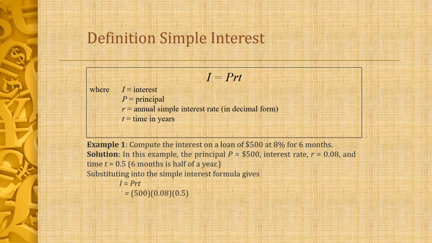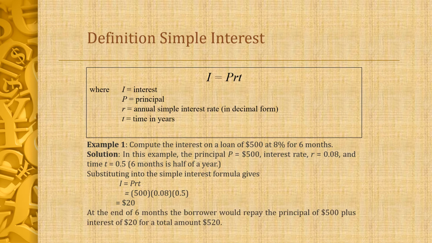So I equals PRT is 500 times 0.08 times 0.5, which reduces to $20. So $20 interest and 500 initial payment. So the total amount we get will be 500 plus 20, 520. So the borrower should repay this principal amount of $500 along with the $20 interest, 520, at the end of the 6 months period.